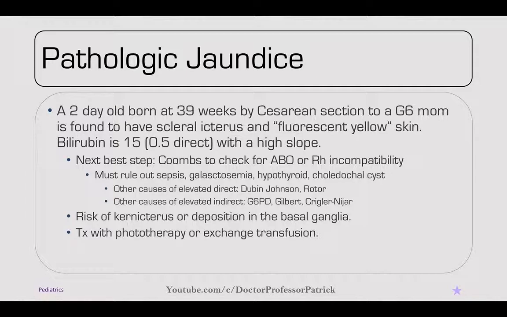Some causes of direct bilirubin elevation would be Dubin-Johnson syndrome or Rotor syndrome, and causes of an elevated indirect bilirubin are G6PD deficiency, Gilbert's, or Crigler-Najjar. And the risk of kernicterus, or deposition within the basal ganglia, increases when bilirubin gets above 20 to 25. And you want to treat this with phototherapy or exchange transfusion, depending on where they fall on the graph based on their birth week and slope.